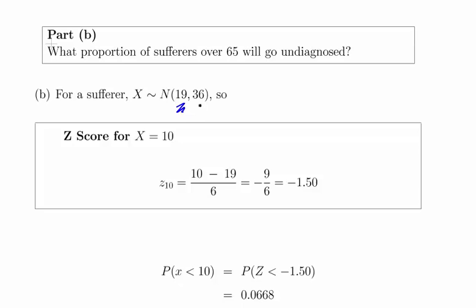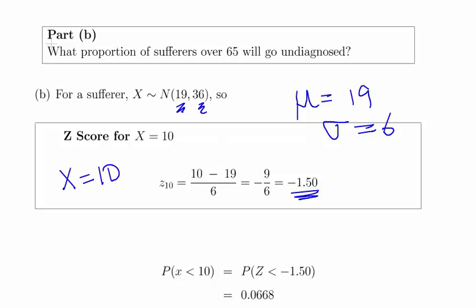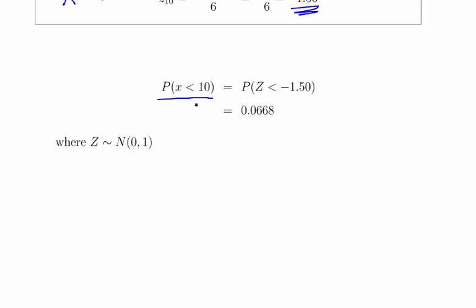The mean now is 19 and the variance is 36, which is to say the mean is 19 and the standard deviation is 6. We're calculating pretty much the same type of calculation here. We're calculating a z-score for x equal to 10. What we're interested in now is the probability of X less than or equal to 10. I should really write that as a capital letter there. That is equal to the probability of z being less than minus 1.50.